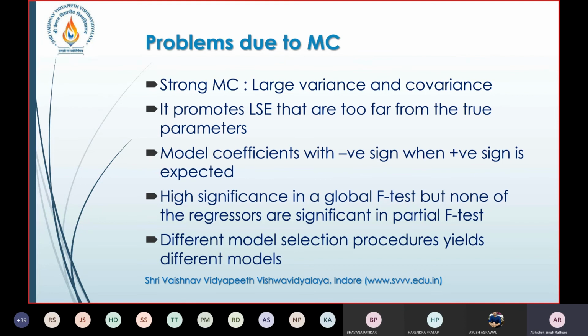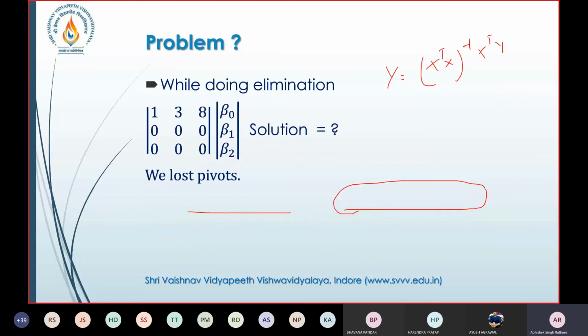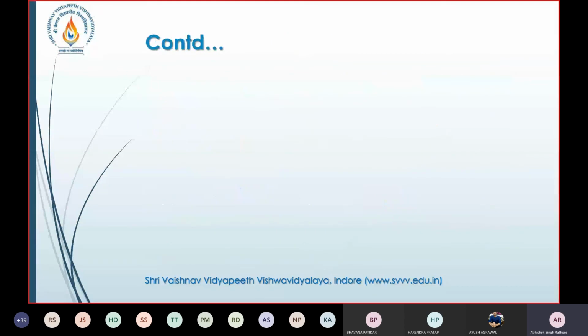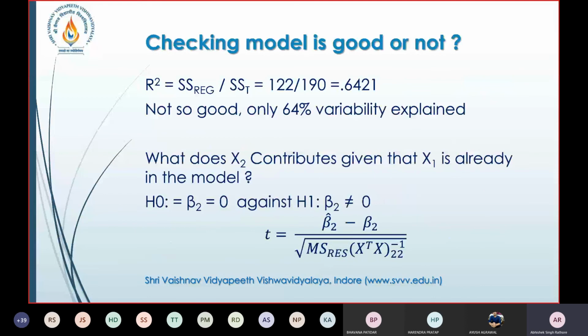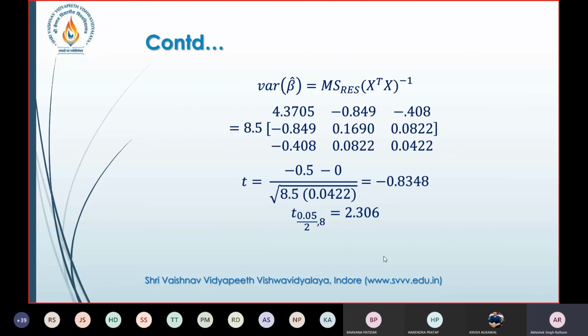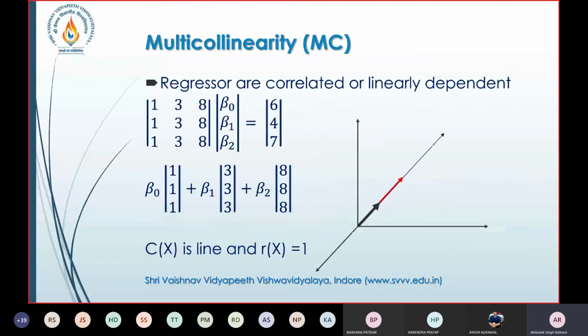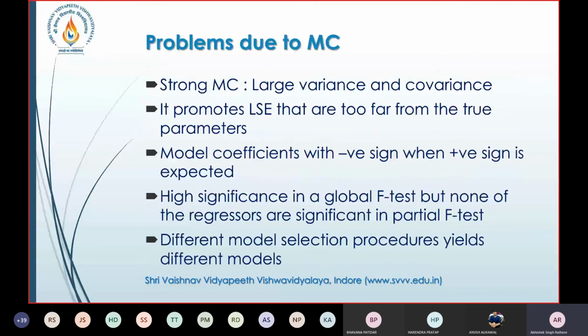Fine. So what are the problems due to multicollinearity? When we are having strong multicollinearity, it means that we are having large variance and large covariance matrices. So हमारा जो matrix बना था, this is my covariance matrix. So this my covariance matrix is very large. जब very large होगा तो मेरे पास वैल्यू नहीं आएगी.